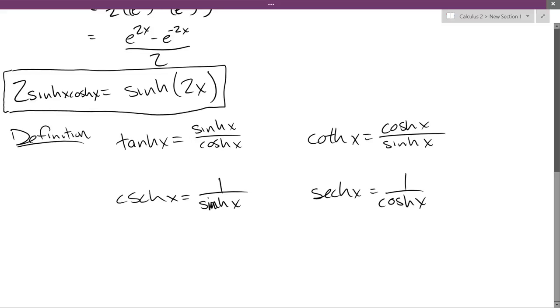Some of the double angle formulas are exactly the same. Like some of these identities are exactly the same. Some of them are off. You're gonna find out a lot of them are off by a negative sign is pretty much how they differ. So that's one of the main reasons they call these hyperbolic trig functions. They have a lot of really super similar relations to the regular trigs.